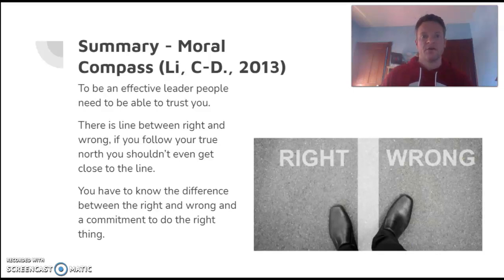In the first video that I'm going to summarize, Lee discussed that in order to be an effective leader, you need people to trust you. If that trust is gone, then you're essentially done being a leader. He also discussed that there's a line between right and wrong, and if you follow your true north and your moral compass, you should not even get close to this line that distinguishes right from wrong. You should be well on the side of right. But it's not enough just to know the difference between right and wrong. You also have to have a commitment to do the right thing.